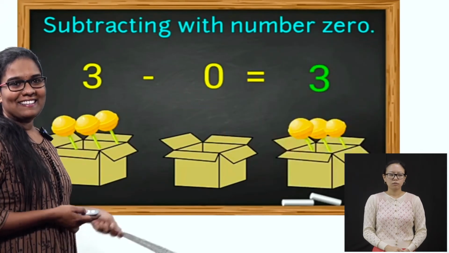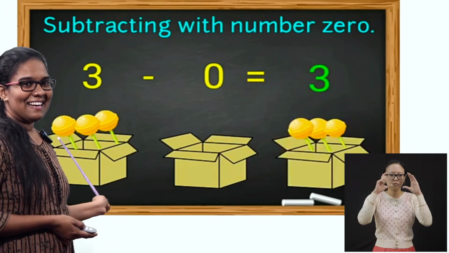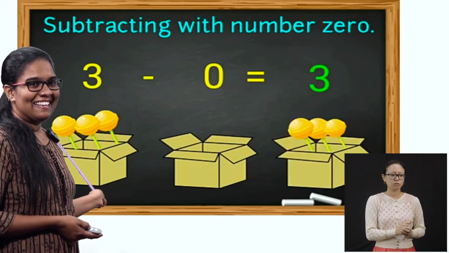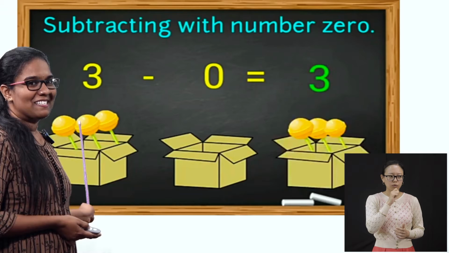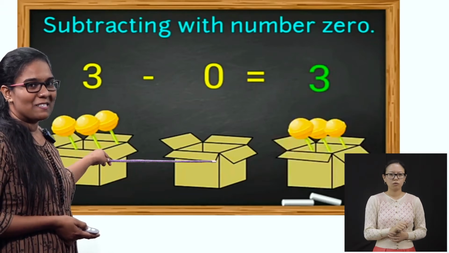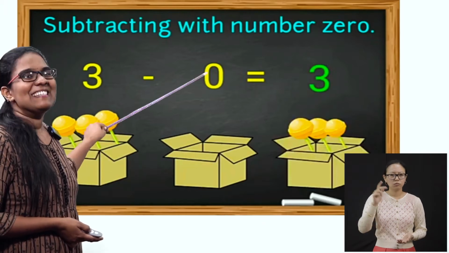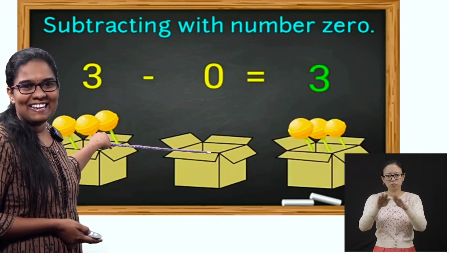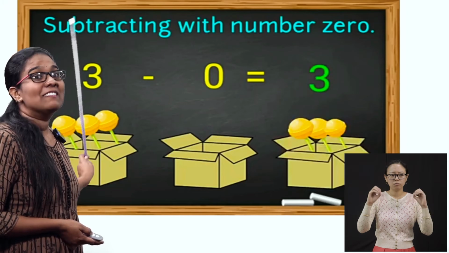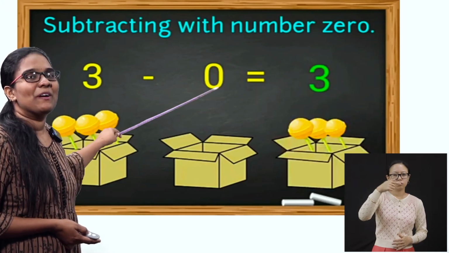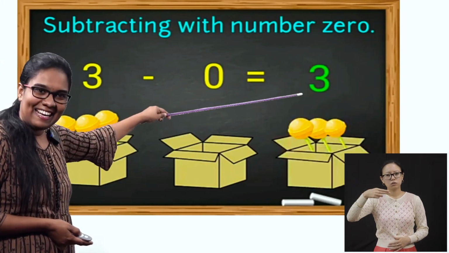Okay. Then here are 3 lollipops, right? Yes, 3 lollipops. In this box, how many lollipops are here? Is it 4 or 5? There's nothing in this box, right? That is 3 minus 0 is equal to 3.